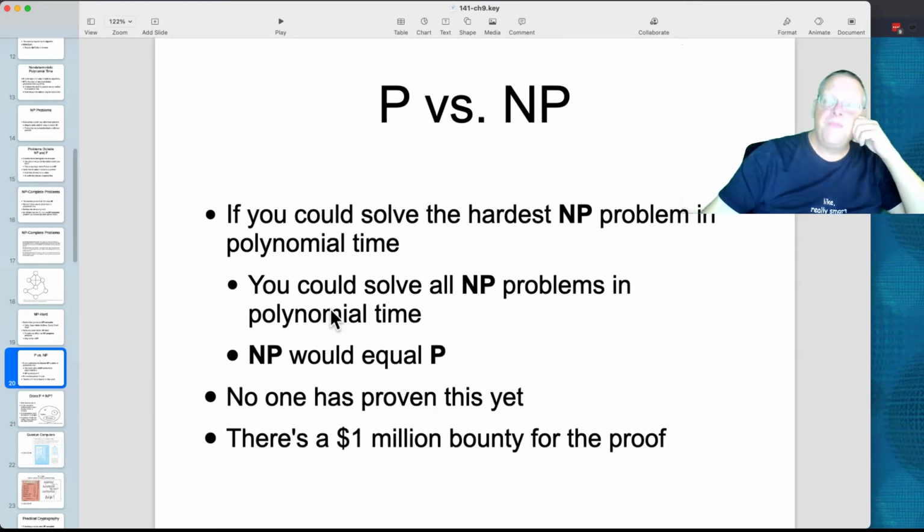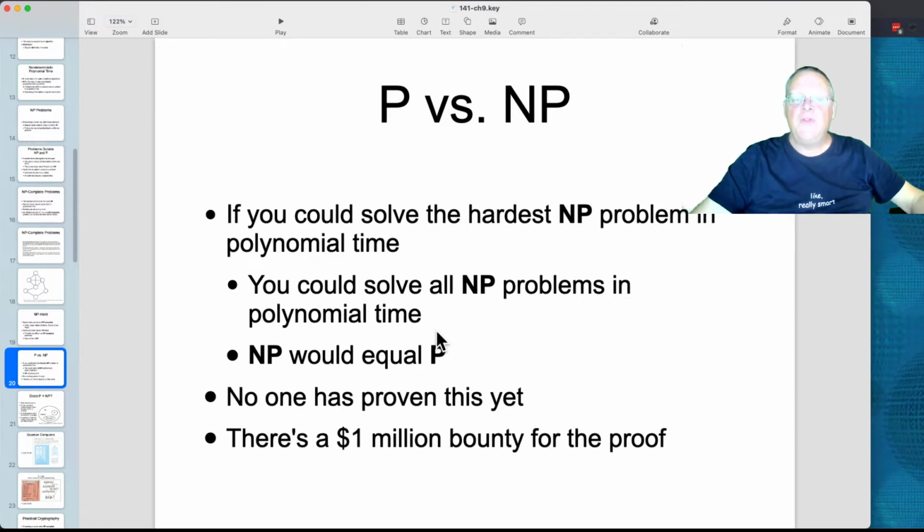Very good issue. Anyway, so someone's offered a $1 million bounty for the proof that P equals NP, or that it doesn't, but nobody's been able to claim that yet.